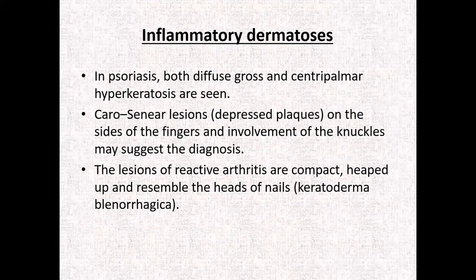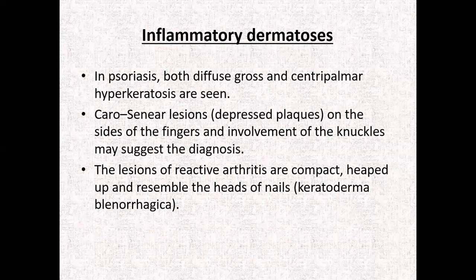There are many inflammatory disorders that are characterized by keratodermas. One of the most common inflammatory disorders is psoriasis, which is characterized by both diffuse and centripalmar hyperkeratosis, that is involving the center of the palmar skin. There is a special type of keratoderma associated with psoriasis, called the caryocinar lesions. These are depressed plaques seen on the margin of the fingers, characterized by a central depression and surrounding raised margins.